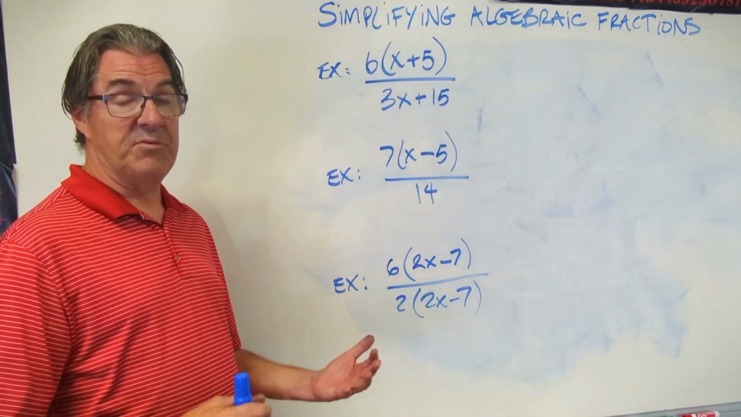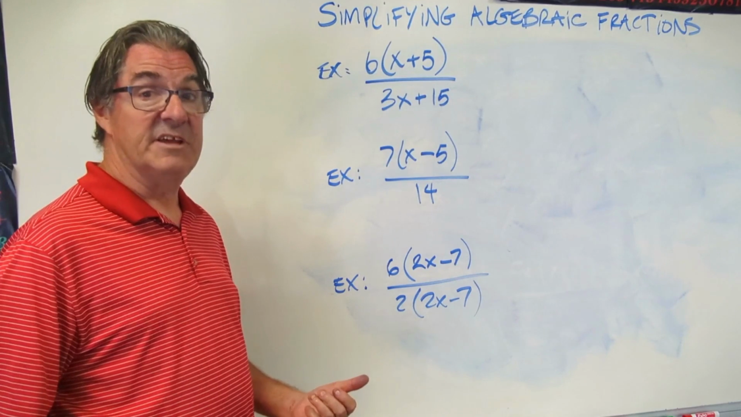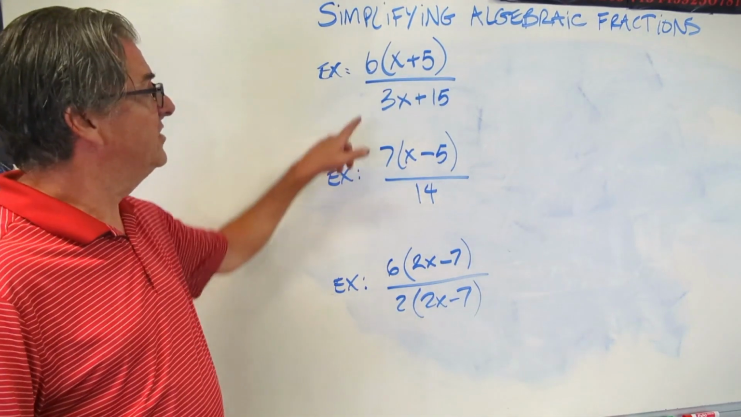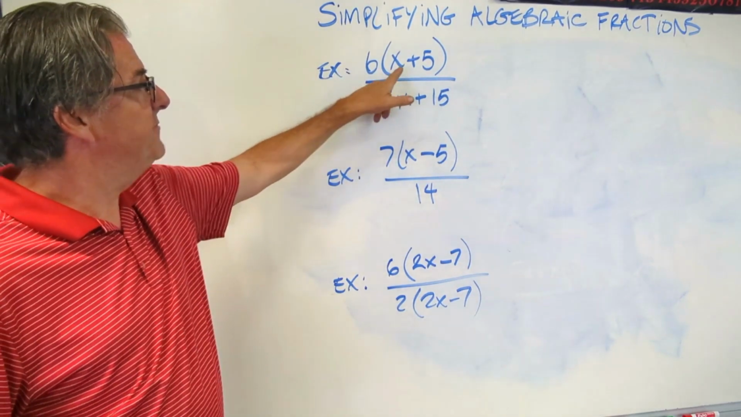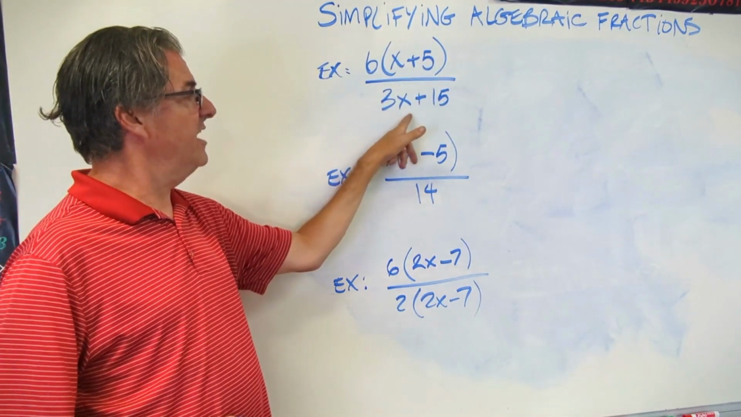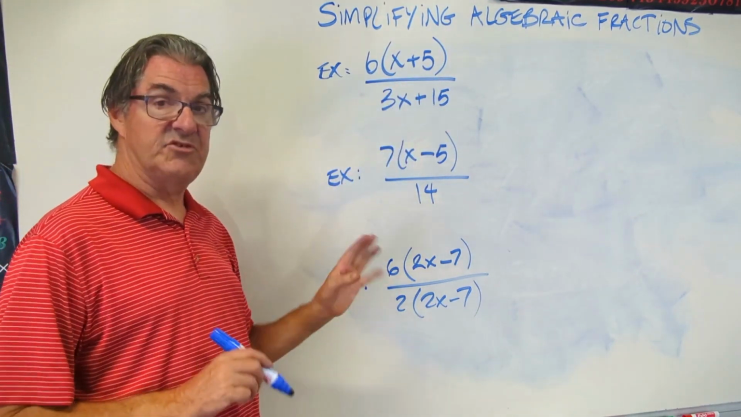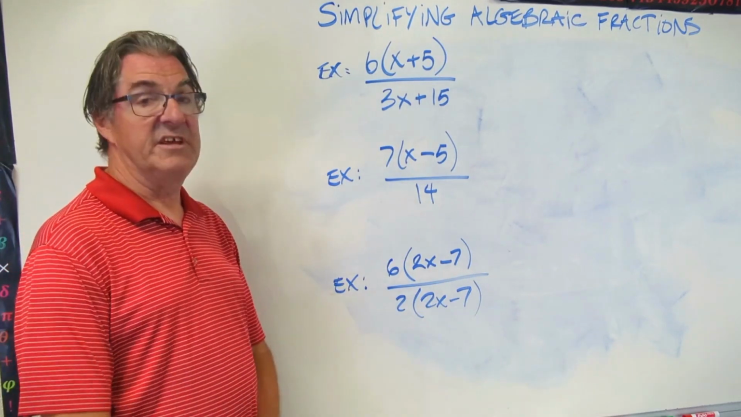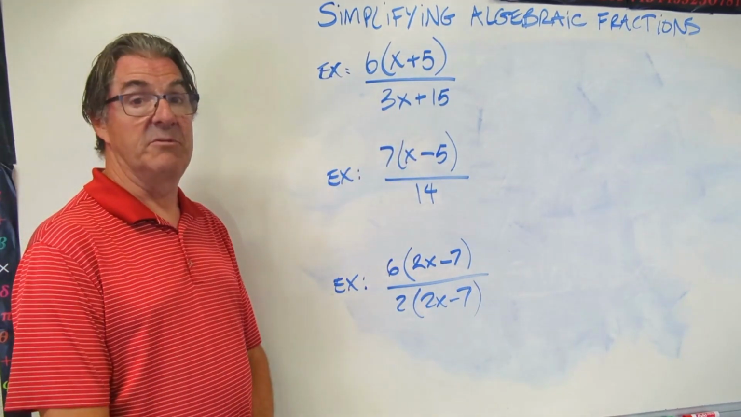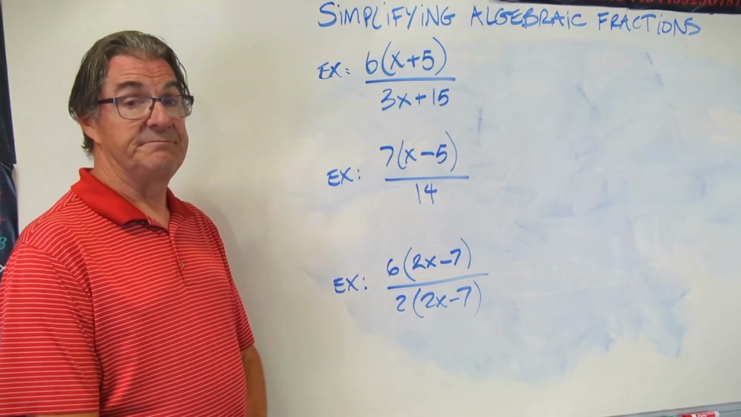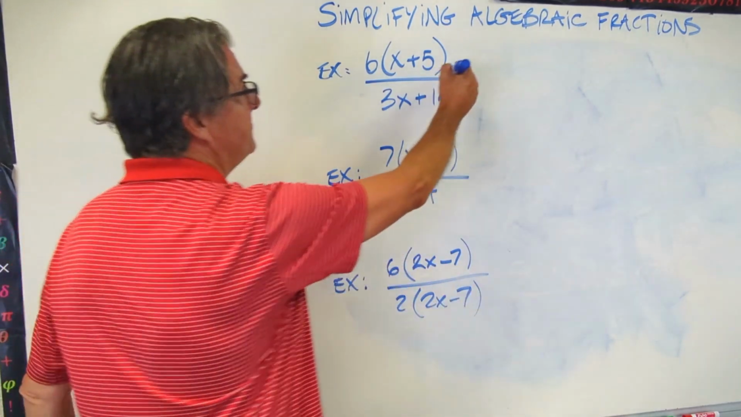Let's do 3 more problems, all a little bit more complicated than we've done so far. So take a look at this one. I have 6 times x plus 5 over 3x plus 15. Now there's a certain trick you've got to see to do some canceling and find out what this expression can be reduced down to. Okay, so let me show you the first step.